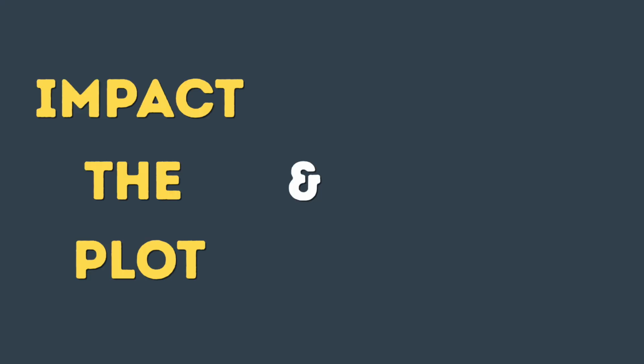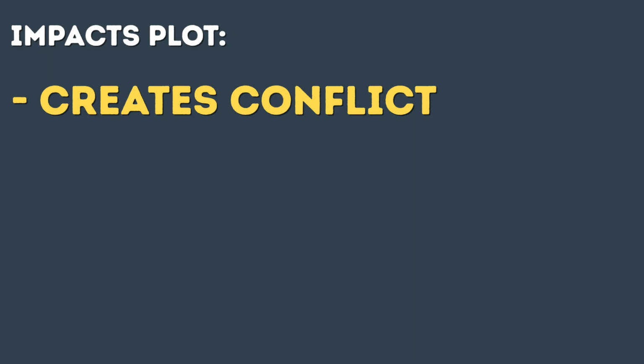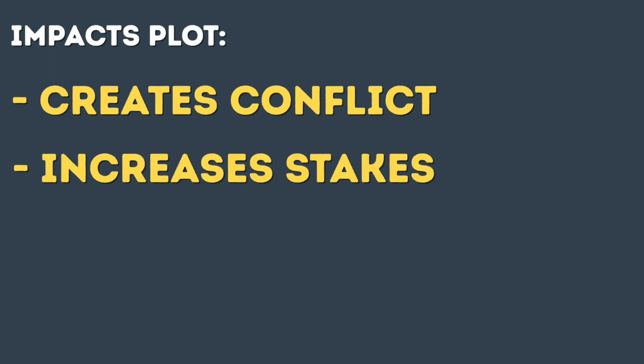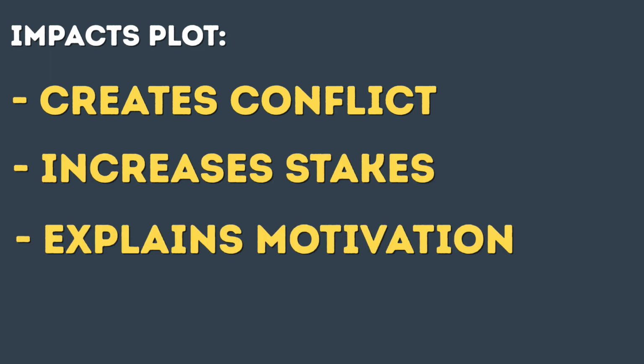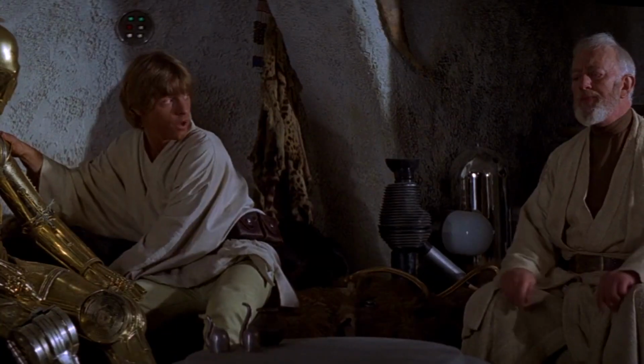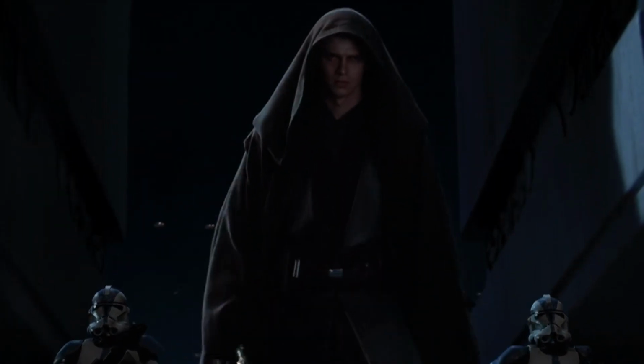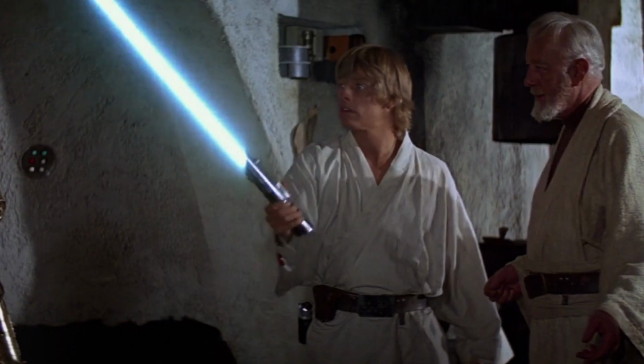Broadly speaking, if you're revealing a character's backstory, it should do two things: impact the plot and impact the audience. Information impacts the plot when it creates conflict, increases stakes, explains a character's motivation, or sets up a future plot point, like an obstacle or a solution. For example, see how the story is impacted when Obi-Wan tells Luke that he trained Darth Vader, and that Darth Vader went on to betray the Jedi and murdered them all, including Luke's father.